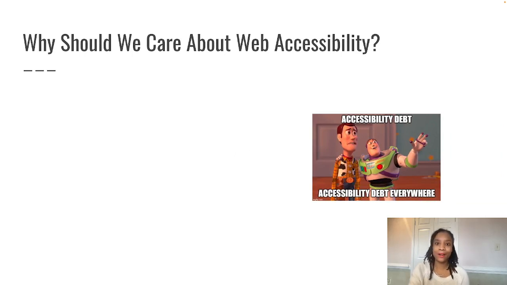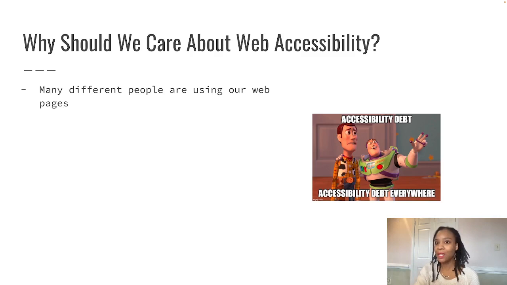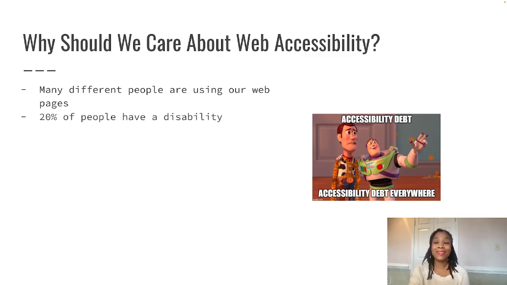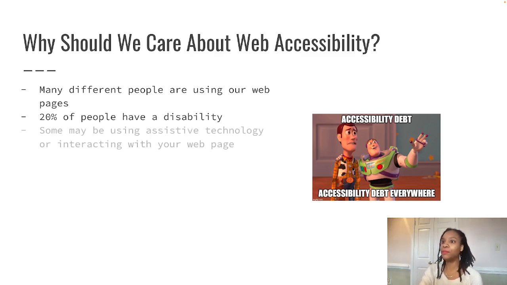All right, so why should we care? So we know what it is, but why should we even care about this? Why is this something that should be on the forefront of our minds whenever we are building? So the answer to that is many people are using our web pages, many different people with all kinds of different abilities. 20% of people actually have a disability. And the thing about it is a lot of people may not even tell you they have a disability. They may have a silent disability that's not obvious, but that they still are dealing with. So just something to consider.